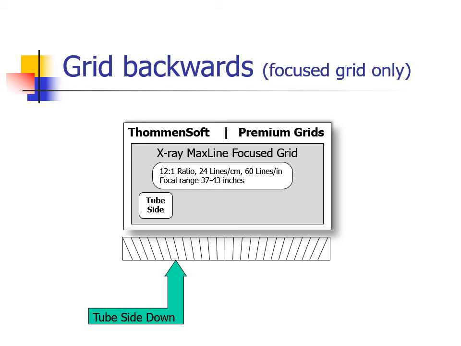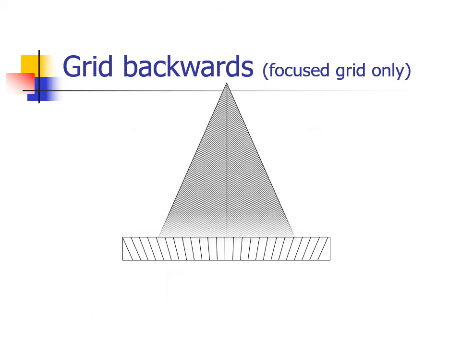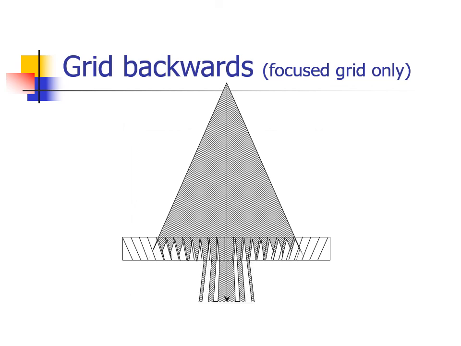Focused grids have a label indicating the tube side of the grid. This side must be oriented so that the grid faces the X-ray tube. Note that positioning a focused grid with the wrong side facing the tube causes an extreme amount of cutoff on both sides of the image. Of all grid-related problems, this is the easiest to diagnose because of the extreme amount of grid cutoff.